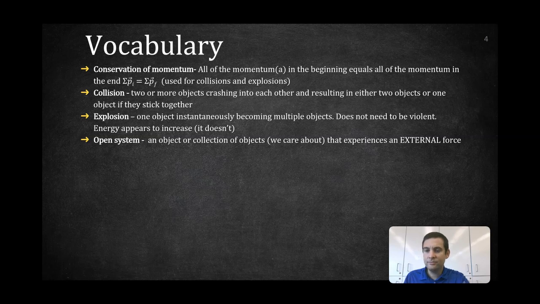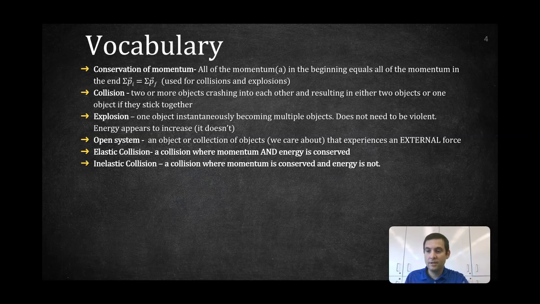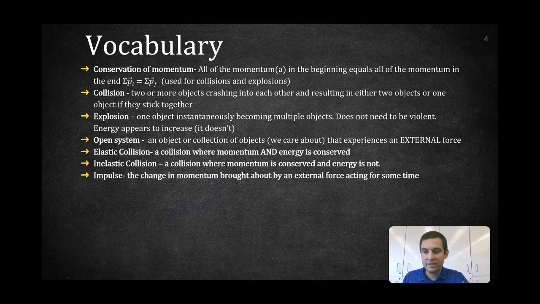An open system, remember, is an object or collection of objects that we care about, the system, that experiences an external force, which means that energy or matter, mass, can go into or come out of the system. While a closed system, everything is conserved within that system. Elastic collision is a collision where momentum and energy are conserved. An inelastic collision is a collision where momentum is conserved and energy is not.